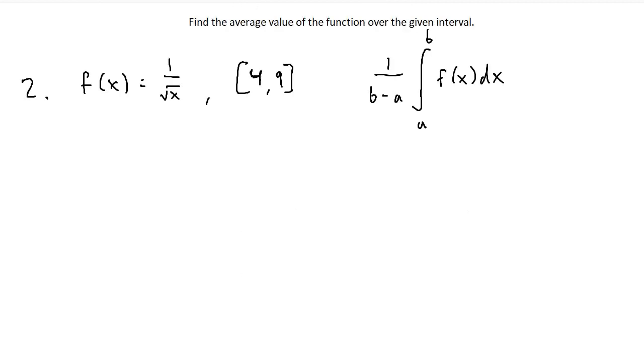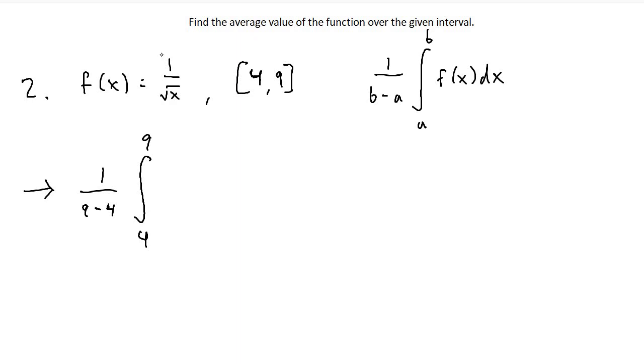So now for number 2, we have to find the average value of f of x equals 1 over the square root of x from the given interval from 4 to 9. So once again, I can plug all my numbers into the formula. So we get 1 over b minus a, so b is 9 and a is 4, so we get 9 minus 4. Those are our x bounds. Times the integral, we're going from 4 to 9, times the integral of f of x, which is just 1 over the square root of x.